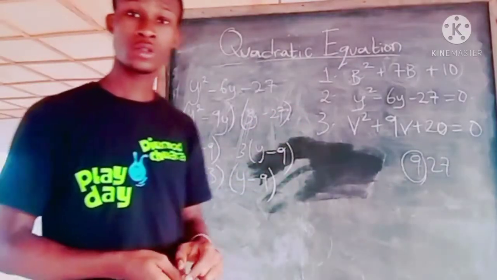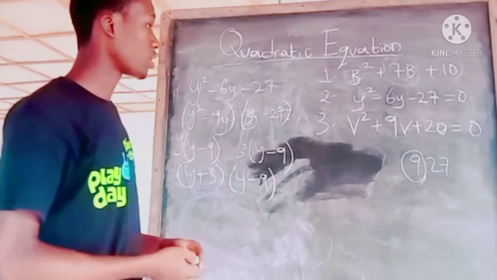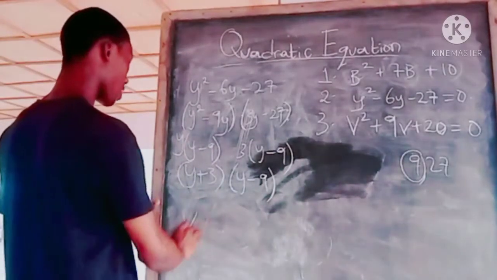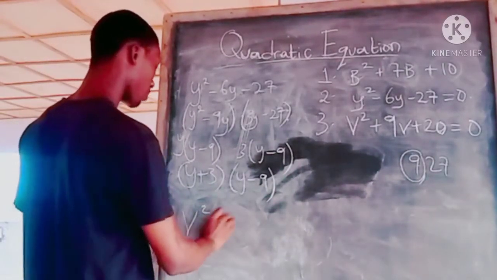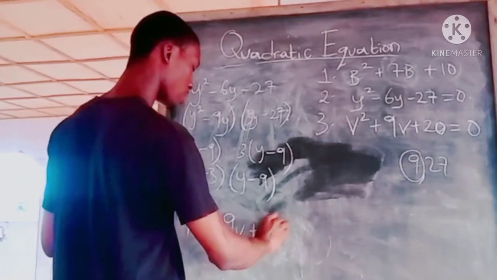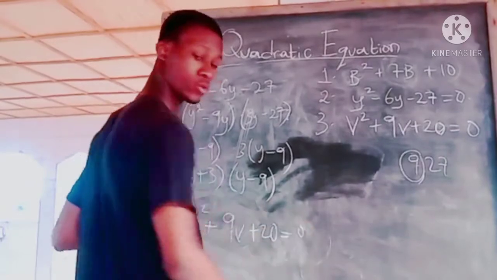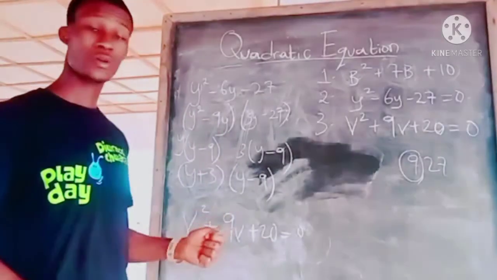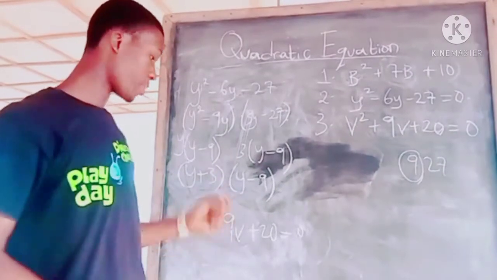Now let's move on to the next question. We can see on the board that we have v squared plus 9v plus 20 equals 0. So at this point, we are going to factorize this particular equation.